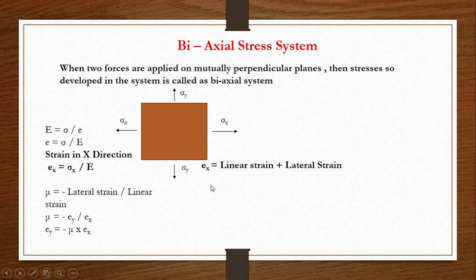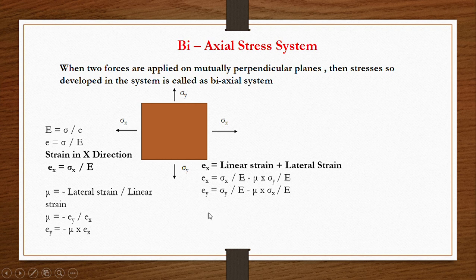Now the total strain in any system is nothing but the linear strain plus lateral strain. So we have the value of e of x as sigma x divided by E, minus the value of e of y, which is equal to mu into e of x. Substituting the value of e of x, we get the equation: sigma x divided by E minus mu into sigma y divided by E.